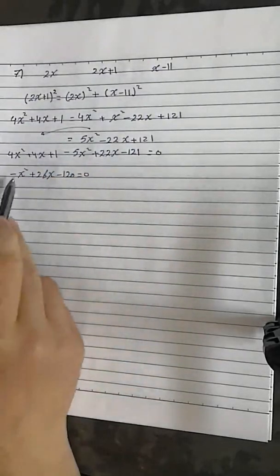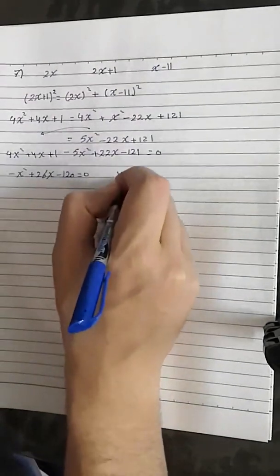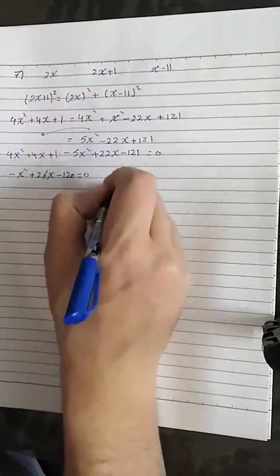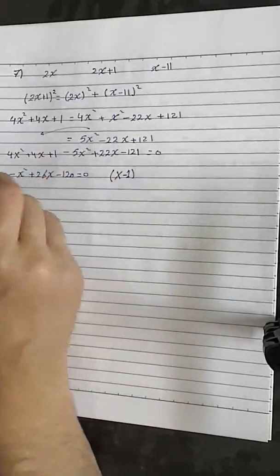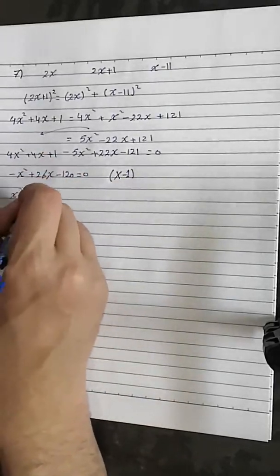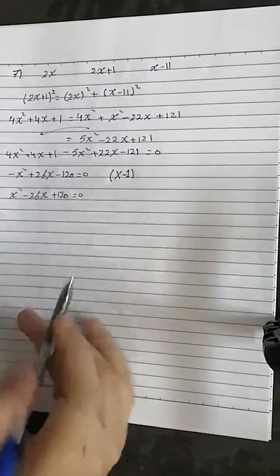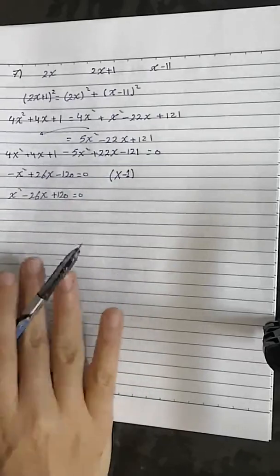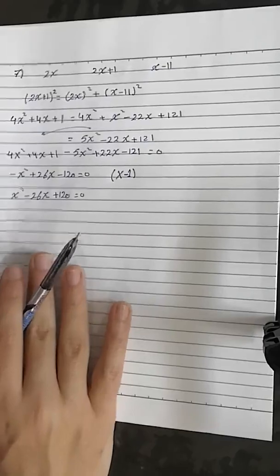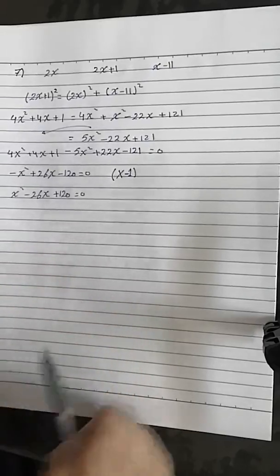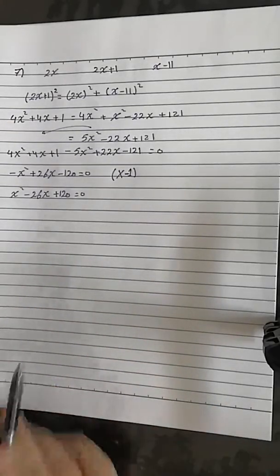To factorize it, I need to change this negative into positive. So I will multiply the whole equation by negative 1, so I will change all the signs. It will be x squared minus 26x plus 120 equals 0. It's okay to do that because it's an equation, not only a thing to factorize. We can change the sign, multiply by anything or divide by anything for the whole terms.